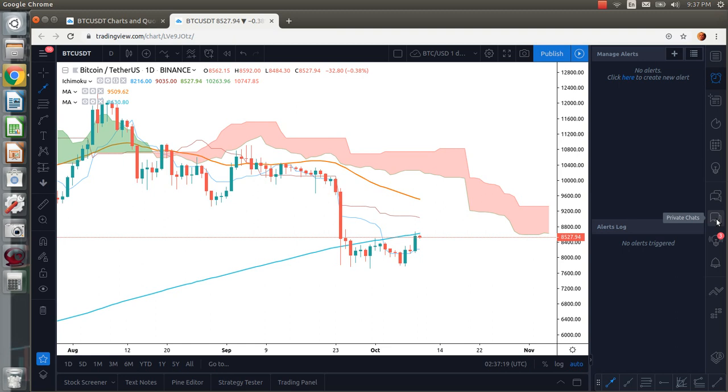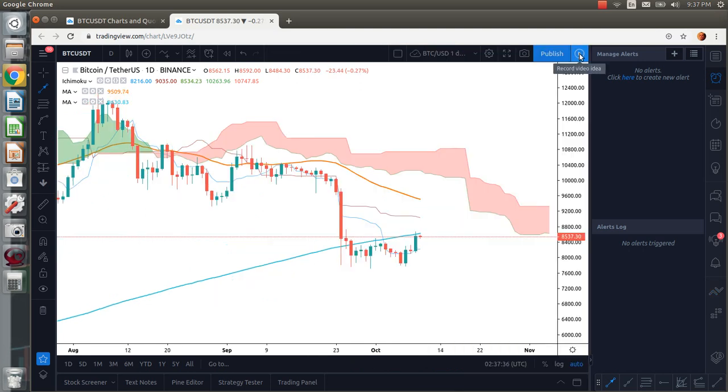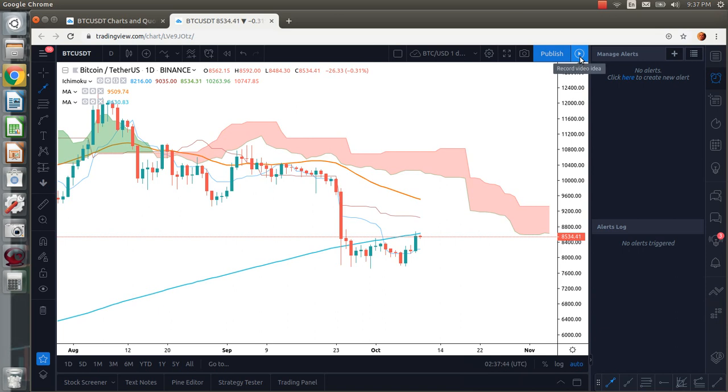There's your private chats. You can talk one-on-one with people. You get notifications when people like your published charts. This is just your typical stuff. Order panel. You could connect your exchange to the site. It's pretty cool, but I've never done it. It's not my thing. It would probably be cool to do, but I'm not that technical.